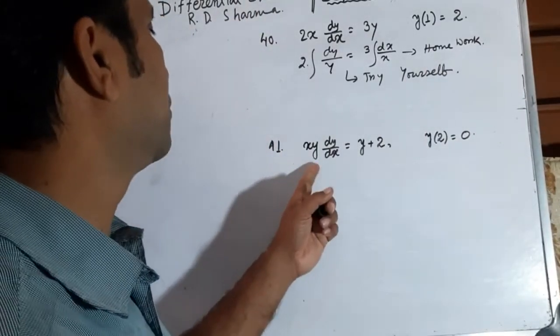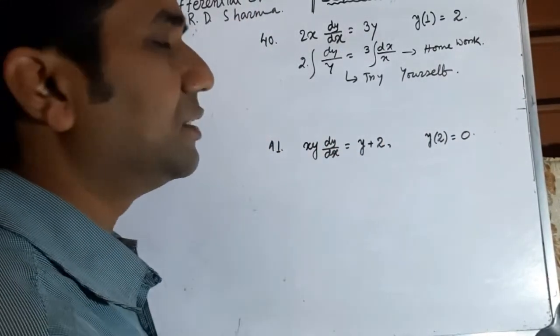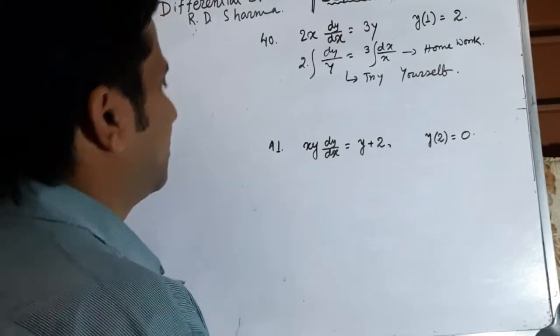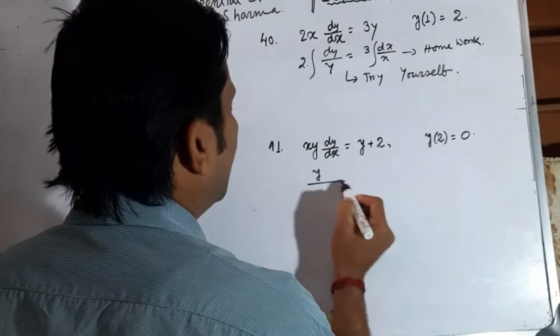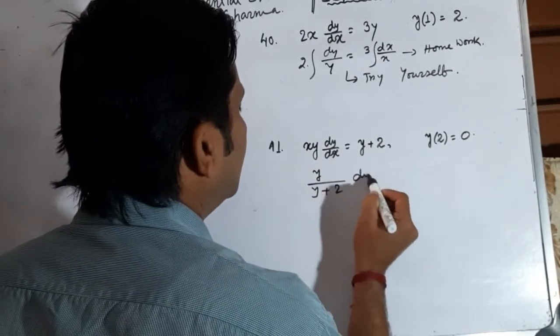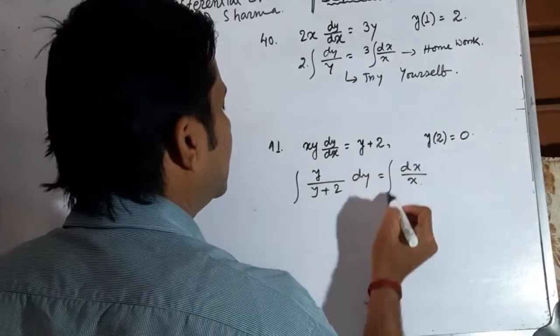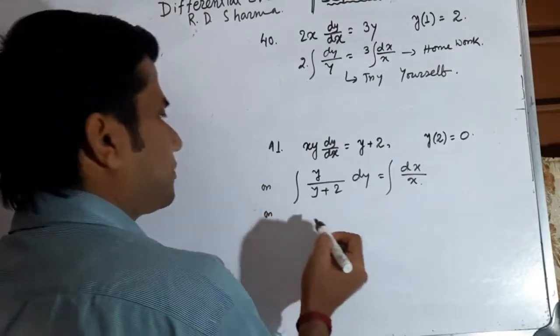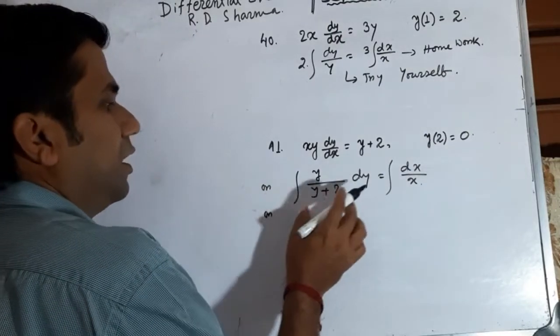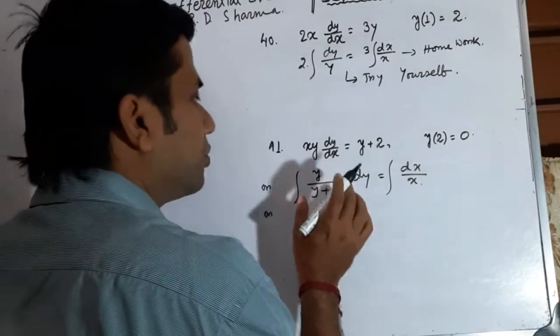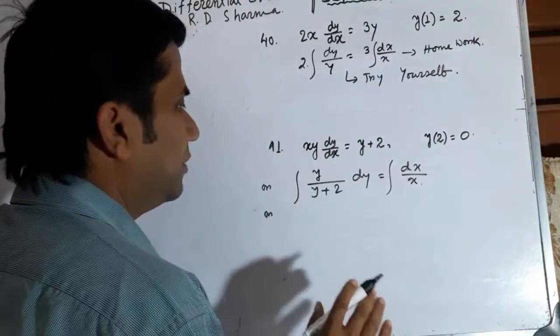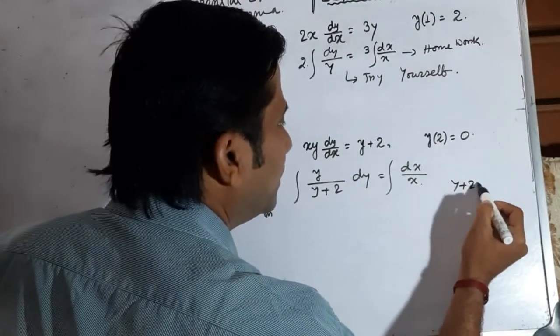Next problem, xy dy/dx = y + 2. This is another very easy sum. How can you do it? y/(y+2) dy = dx/x. Now integrating both sides, you get... How can you solve it? It can be solved in two ways. That means you can do it in this way.